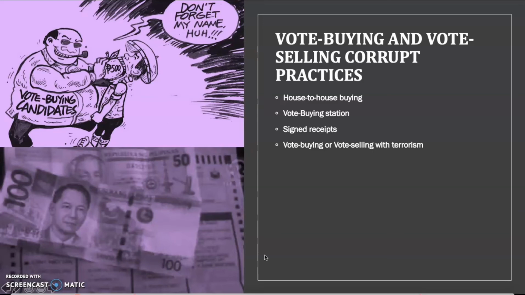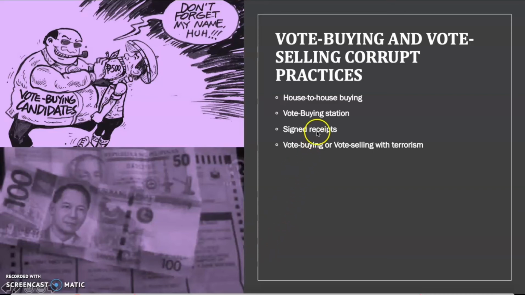Or if not in cash, it may be through the form of goods or groceries. And these are given during campaign rallies and campaign house to house activities. And also, they buy votes, sometimes on a wholesale approach, like per family, per household, per group, or per establishment.